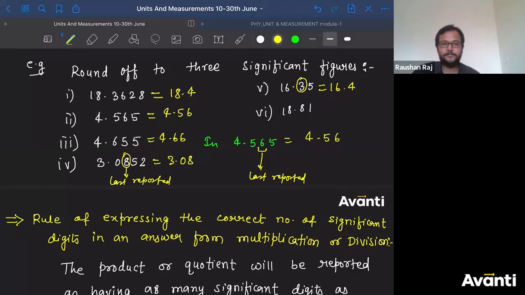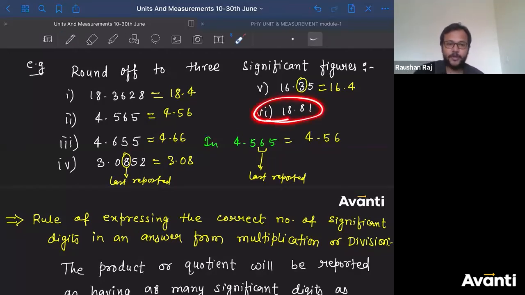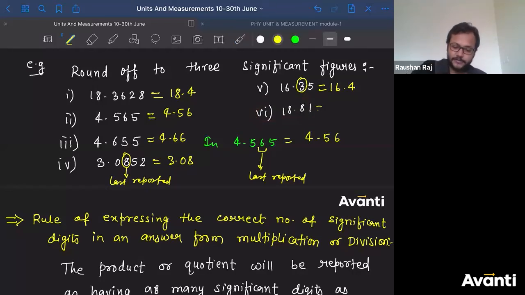3.08 will be the answer. All right, guys. Now this part, 18.81. What will be the answer, guys? The last reported digit is 8. And the digit to the right of it is 1, which is less than 5. I don't have to do anything. I just have to copy this now. Got it, guys? Did you understand how rounding off has to be done?